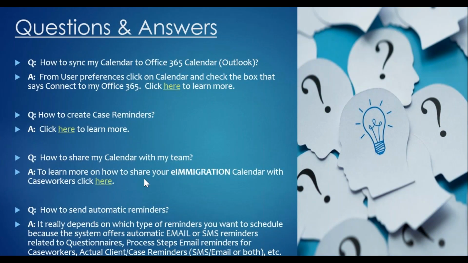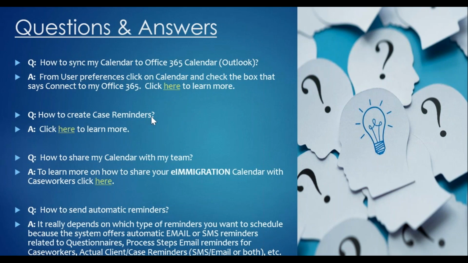All right, these are the questions that you guys sent to us. How to sync my calendar to Office 365 Outlook. From the user preferences, click on that calendar option and check the box that says connect to my Office 365. But you can, like I said, click here to learn more. And that way, if you create an appointment in Outlook, it will show in eIMMIGRATION and vice versa. It can only be linked to that Outlook calendar; multiple users cannot be linked to one calendar.